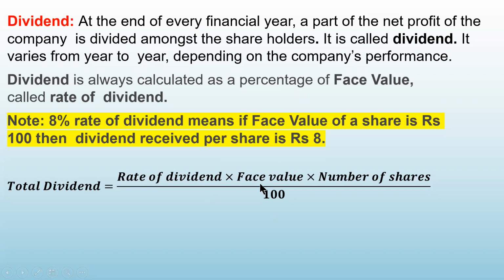Percentage means out of 100. So an 8% rate of dividend means that if the face value is 100, 8 rupees is the dividend received. So total dividend is given by this formula: rate of dividend into face value into number of shares divided by 100. In this formula, you see that there are four things: total dividend 1, rate of dividend 2, face value 3, and number of shares 4. If out of these four you are given any three, you can calculate the fourth.